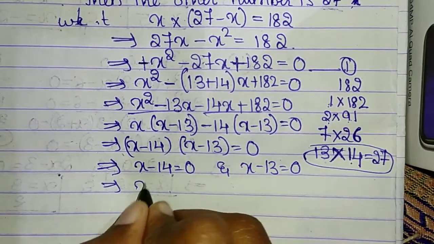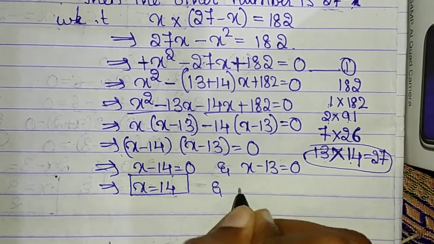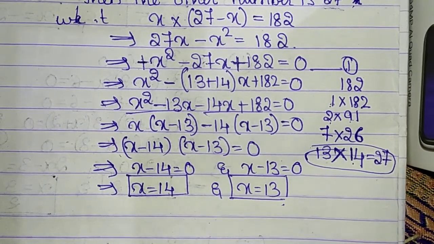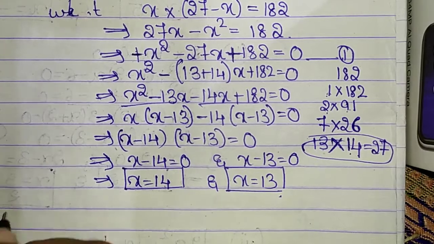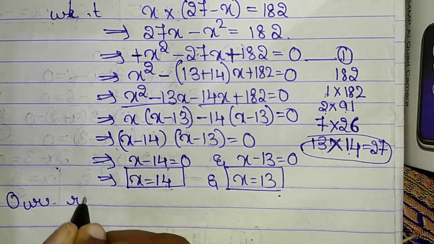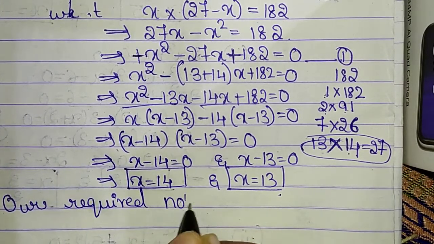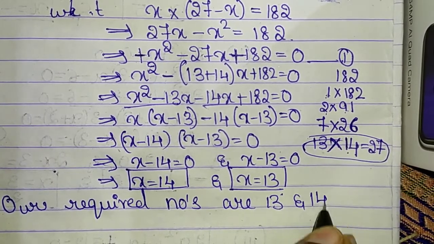So x equal to 14 is the first root of the equation, and x equal to 13 is the second root of the equation. So our required numbers are 13 and 14. This is the solution.